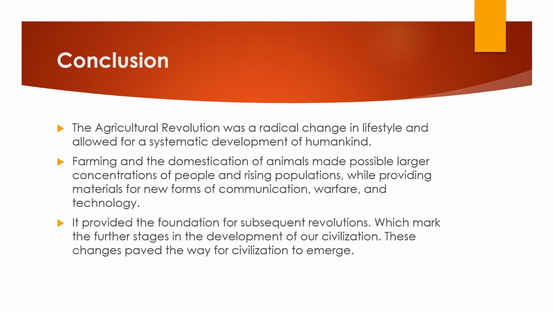So the agricultural revolution was a radical change in lifestyle and allowed for a systematic development of humankind. Farming and the domestication of animals made possible larger concentrations of people and rising populations while providing materials for new forms of communication, warfare, and technology. It provided the foundation for subsequent revolutions, which mark the further stages in the development of our civilization. Now, these changes paved the way for civilization to emerge.